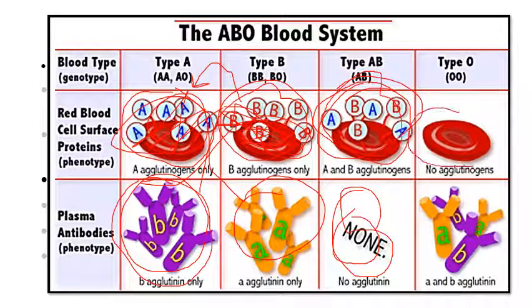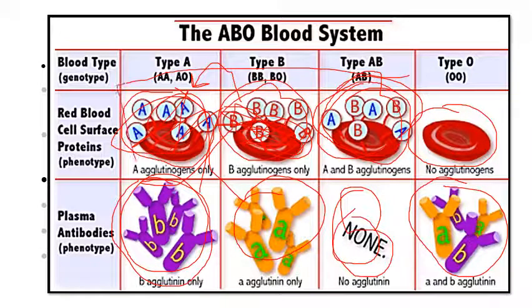A person with type O blood has neither of those ceramide proteins on the surface, and so therefore they would destroy both of them. Right? So you cannot transplant any of these blood types into a type O person because their antibodies would destroy them.